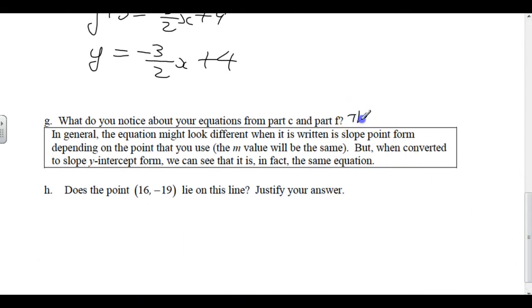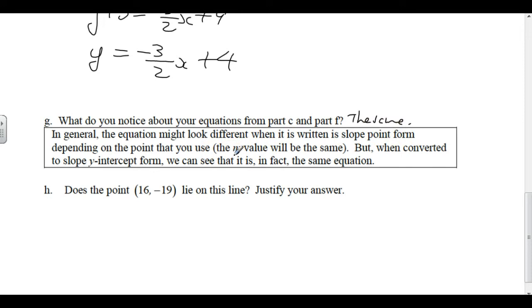What do you notice? The same. In general, the equation might look different when it's written in point-slope form, depending on the point that you use, but the m value will be the same. But when converted to slope y-intercept form, we can see that it is in fact the same equation.